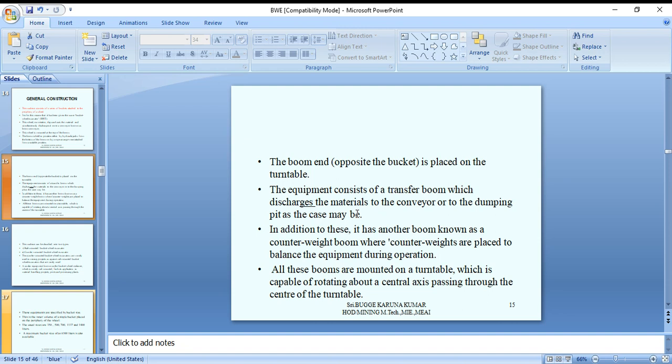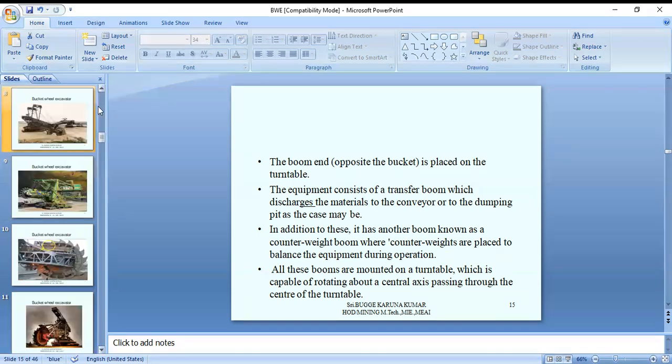In addition to this, it has another boom known as the counterweight boom, where counterweights are placed for balancing the equipment during operation. This is also one important operation that is required. So let's see one figure clearly.